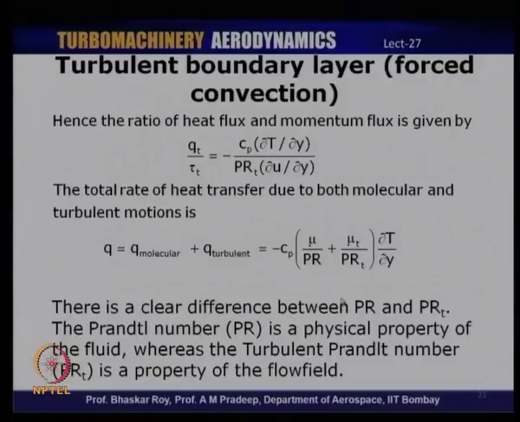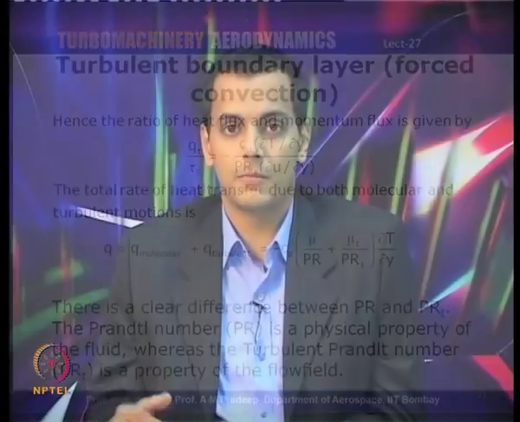And there is indeed a very clear difference between Prandtl number and the turbulent Prandtl number. Prandtl number is a physical property of the fluid, whereas the turbulent Prandtl number is a physical property of the flow field and not just the fluid. So, depending upon the nature of the flow, whether it is turbulent, the turbulent Prandtl number is a function of the flow field, as against Prandtl number, which is just a property of the fluid itself.